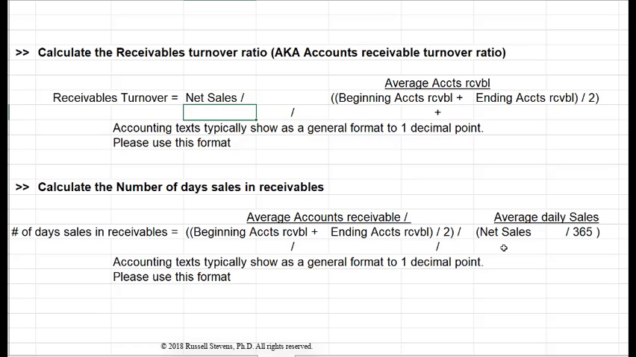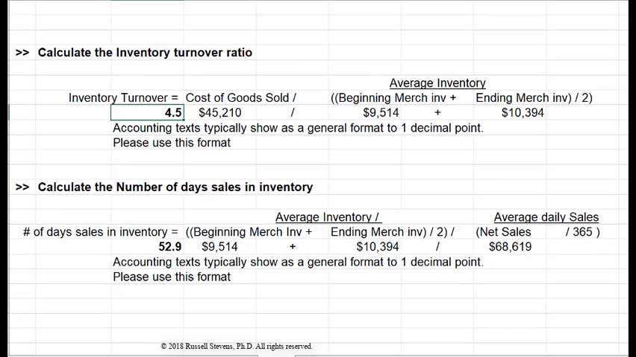To start entering numbers, the 68619 is entered into the workbook cell under net sales. Then 879 is entered into the cell under beginning accounts receivable, and 949 is entered into the cell under ending accounts receivable. Since the formula for this ratio is exactly the same as the formula for the inventory turnover ratio, it can be copied. To do so, highlight the cell containing the answer to the inventory turnover ratio, hold the Control key and press the C key.